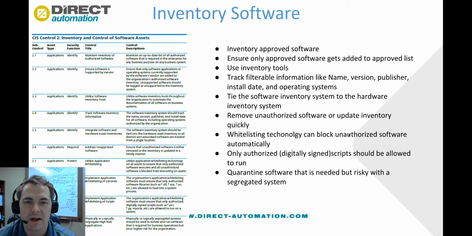And then you want to track filterable information. Once you get these inventory tools, this inventory list, you want to make sure you actually have the name of the software, the version, the publisher, the install date, and the operating systems.